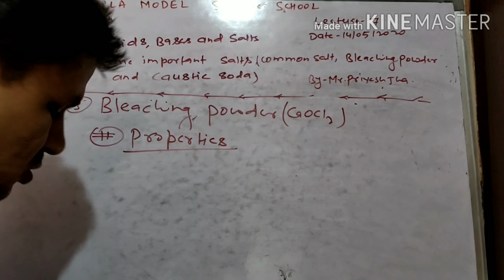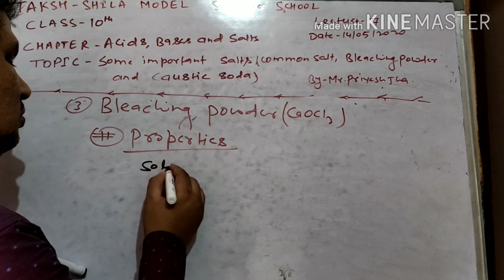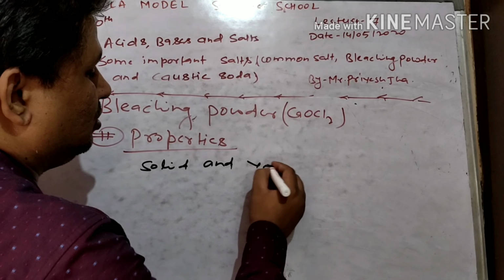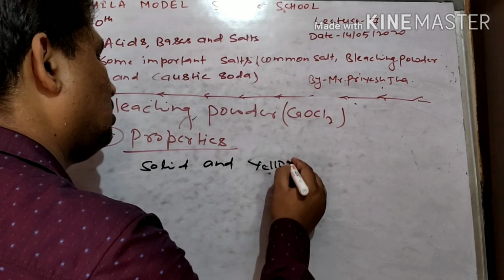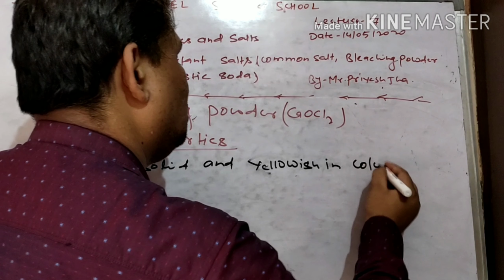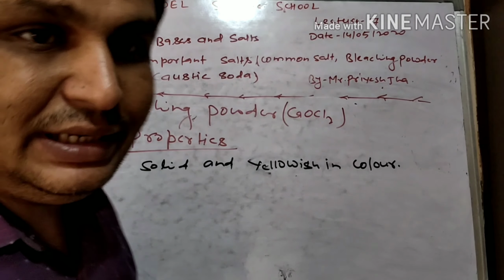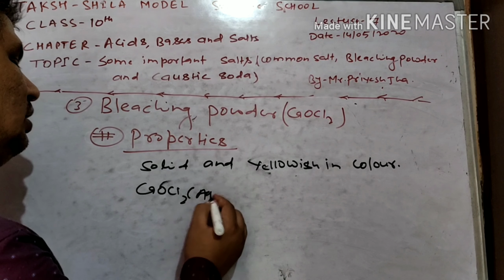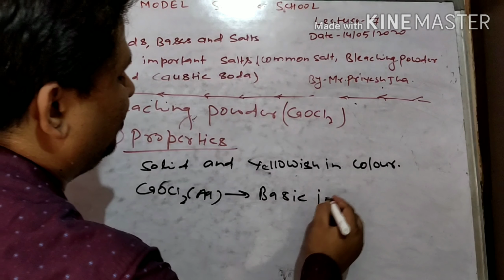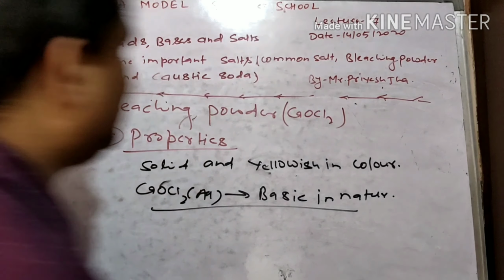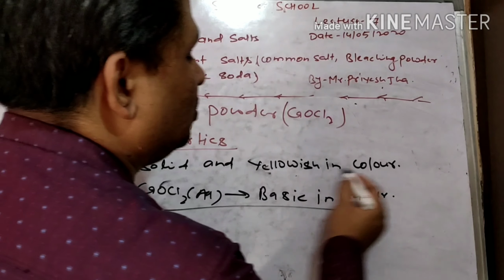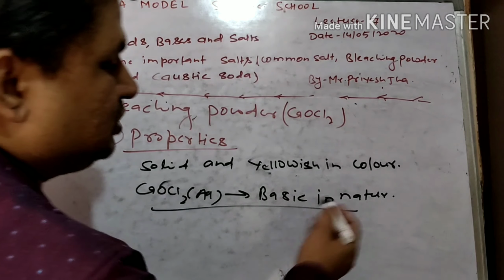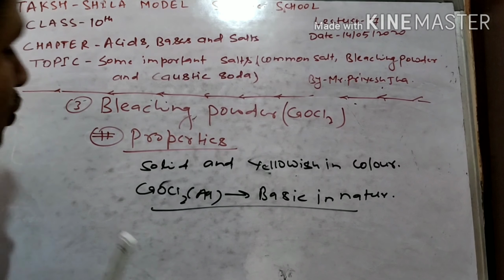Next one is properties of bleaching powder. Generally bleaching powder is solid, and it is yellowish in color, and its aqueous solution is basic in nature. CaOCl2 aqueous solution is basic in nature. So these are the properties of bleaching powder: it is solid, yellowish white in color, and its aqueous solution is generally basic in nature. Next one is uses of bleaching powder.